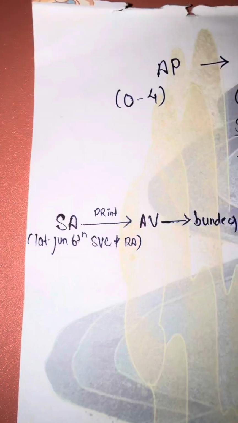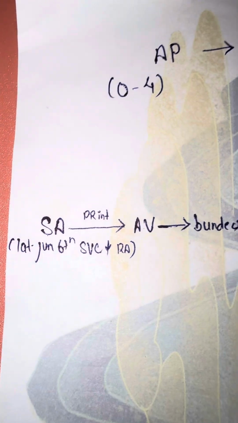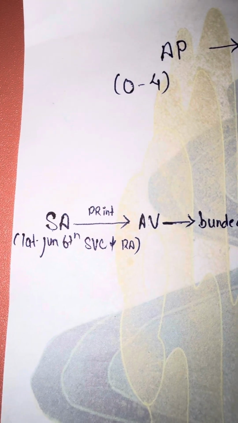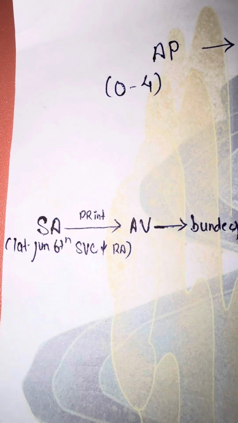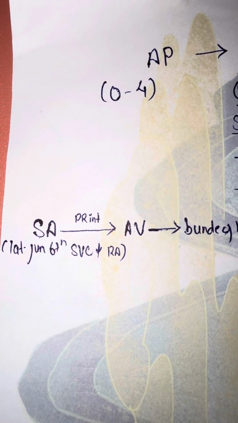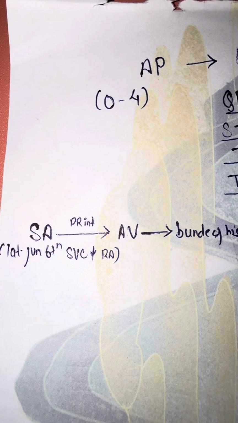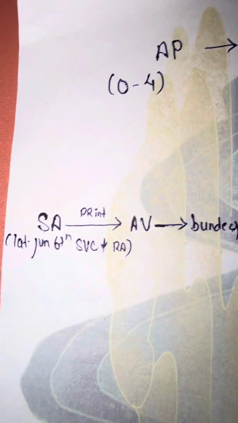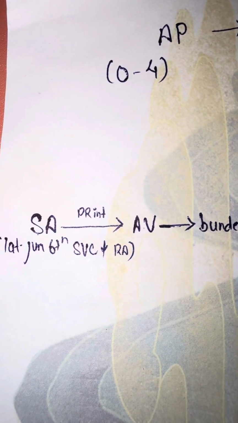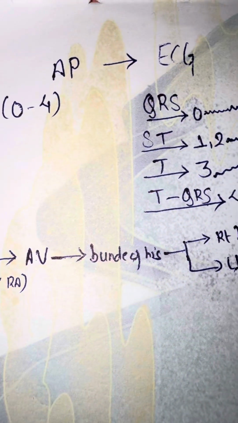Now we'll see how this wave travels. The wave starts from the SA node, then it goes to the AV node. The time taken for the impulse to reach from the SA node to the AV node is indicated by the PR interval in ECG. The location of the SA node is the lateral junction between the superior vena cava and right atrium.